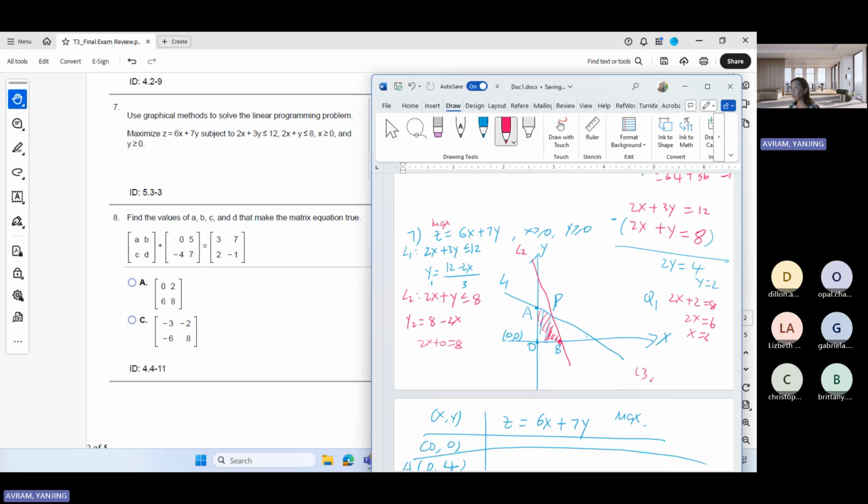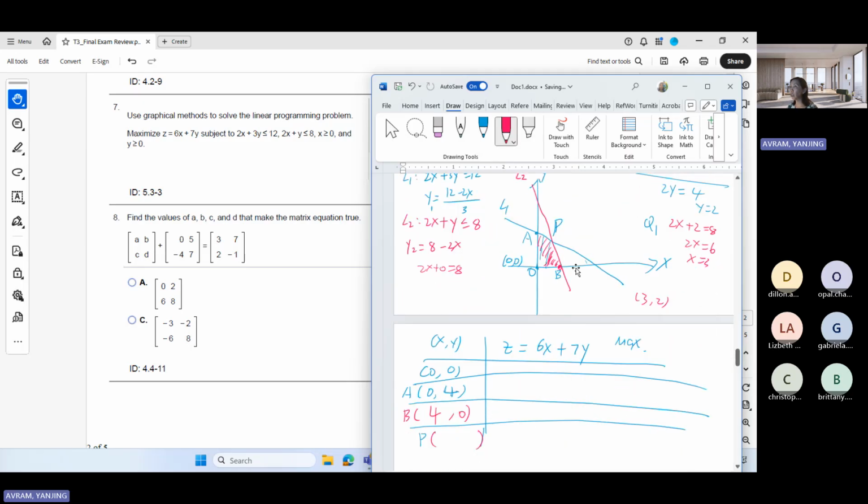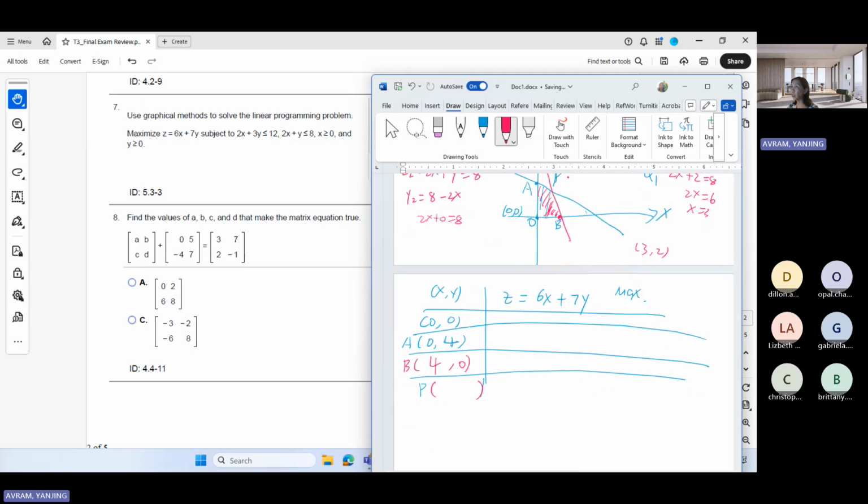So we have 3 and 2 here. This intersection point is (3, 2). And then we go to find the g value. Of course, the first one will be 0. The second one, g, will be 6 times 0 plus 7 times 8, so that's 28. This one is 6 times 4 plus 7 times 0, so this one will be 24.